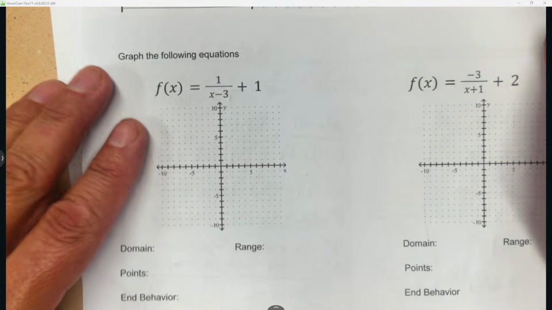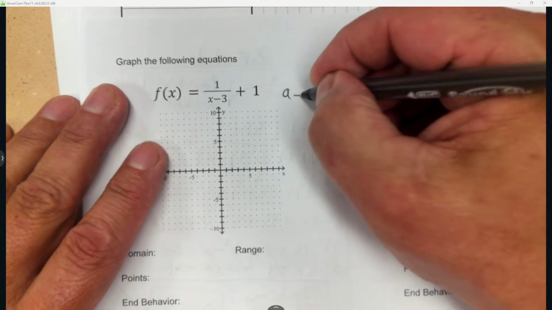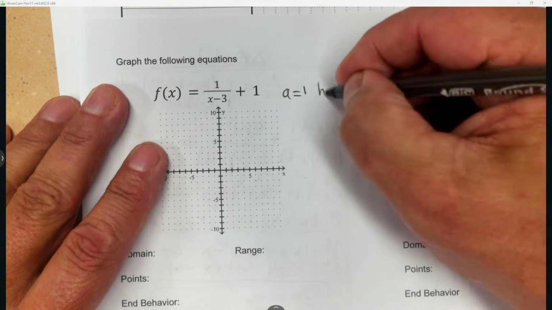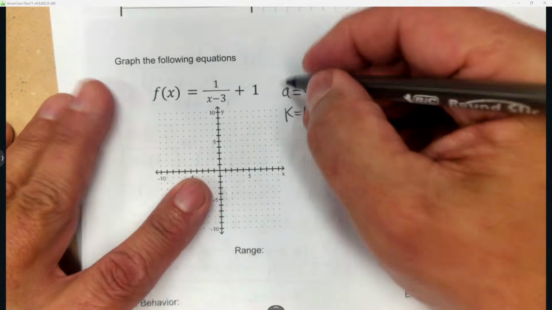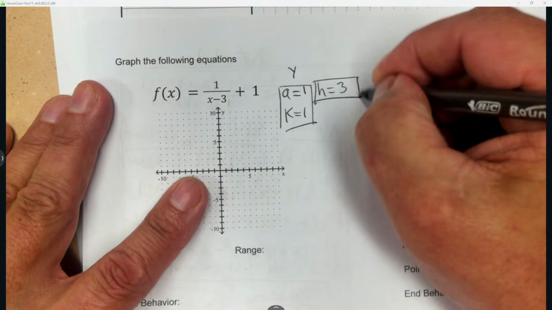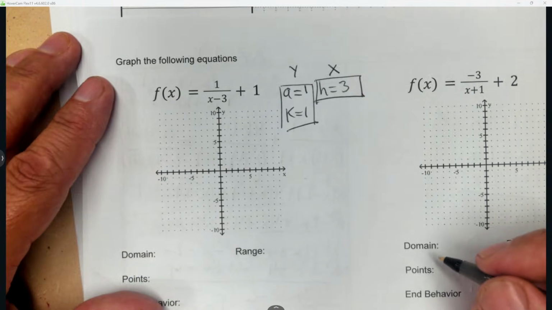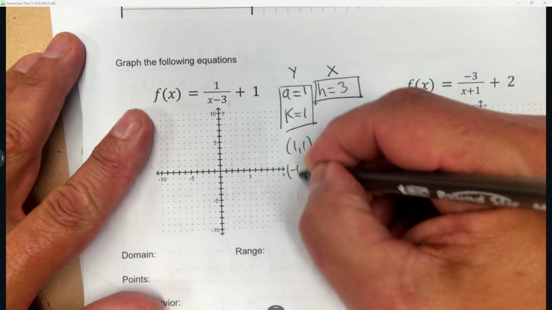All right, these first graphs are reciprocal. So for a reciprocal, we're going to write down what A equals, what H equals, and what K equals. I'm going to put a box around A and K. That's the Y coordinate. I'm going to put a box around H. That's the X coordinate. We start with 2 points, 1, 1, and -1, -1.